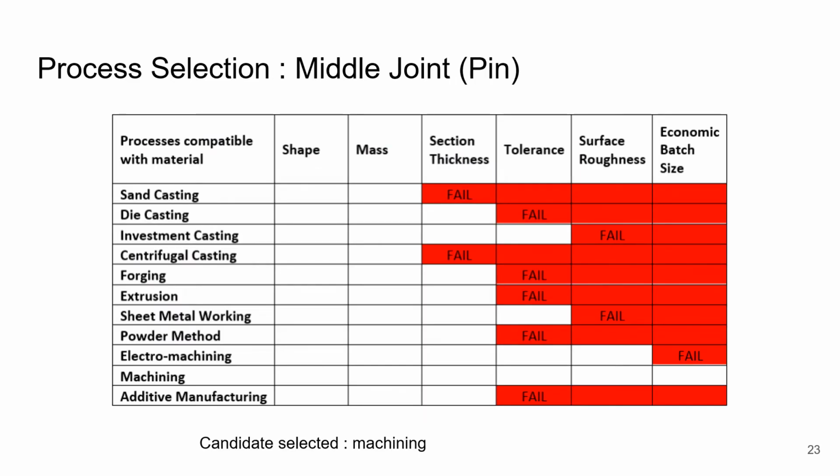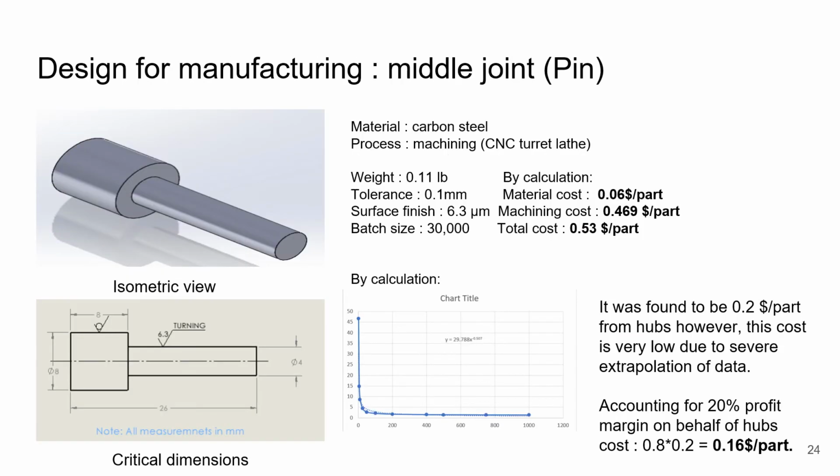The same method was then used to select the ideal process for manufacturing the middle joint pin. From this, we determined that machining would be the ideal process to manufacture this part. Thus, through the analytical method, we find that the total cost of manufacturing is 53 cents per part. We compared this with the price obtained from hubs, which is 20 cents. However, this 20 cents is very low because of the severe extrapolation of the data given. With accounting for a 20% profit margin, we find that it would be around 16 cents per part.